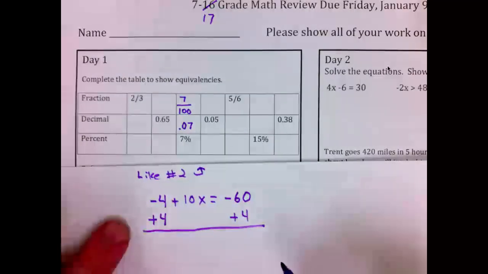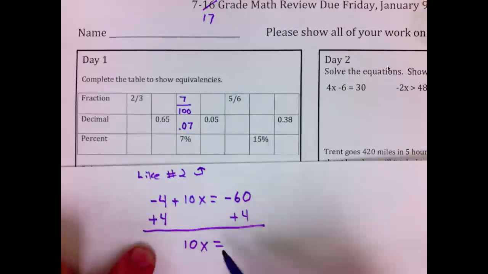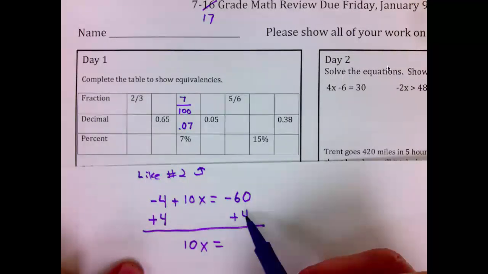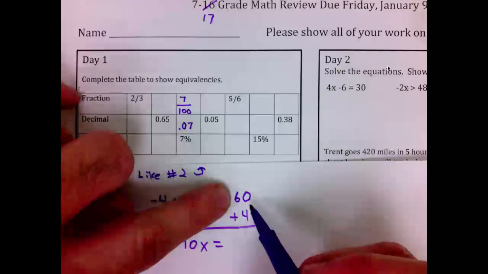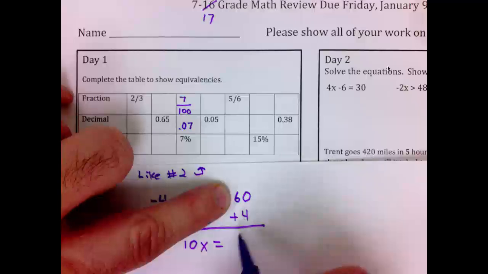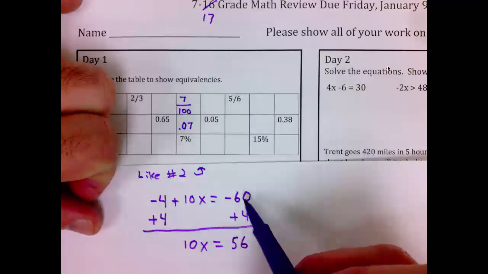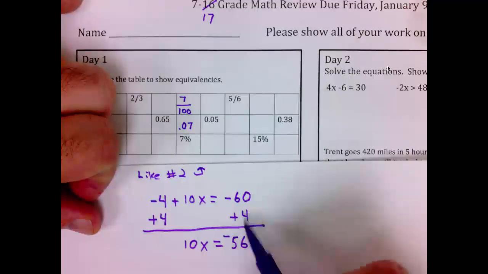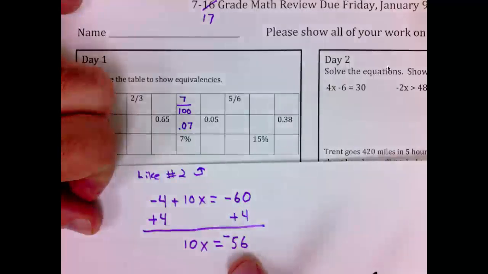Negative 4 and positive 4 add to 0, leaving only 10x. Over here we have negative 60 plus 4. Remember, when adding, if the signs are different, we simply subtract the absolute values of the numbers. That is 60 minus 4, which is 56. We must consider what the sign should be. Well, we have 60 negatives and 4 positives, so our result will be negative. Whatever number has the greater absolute value keeps our sign. We have many more negatives than positives, so it makes sense that our result would be negative.